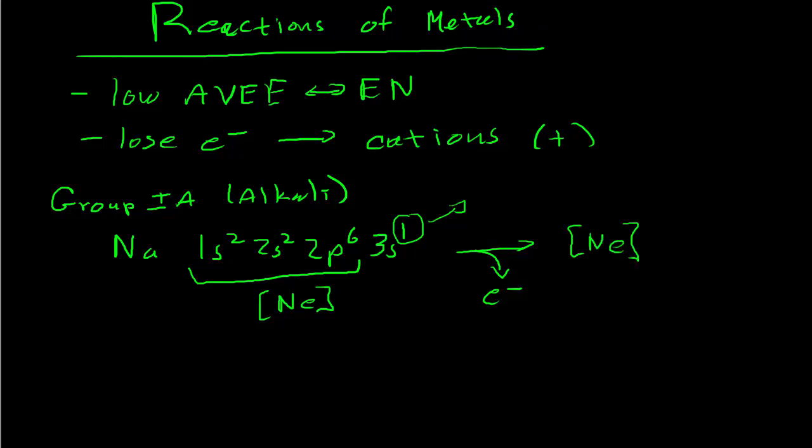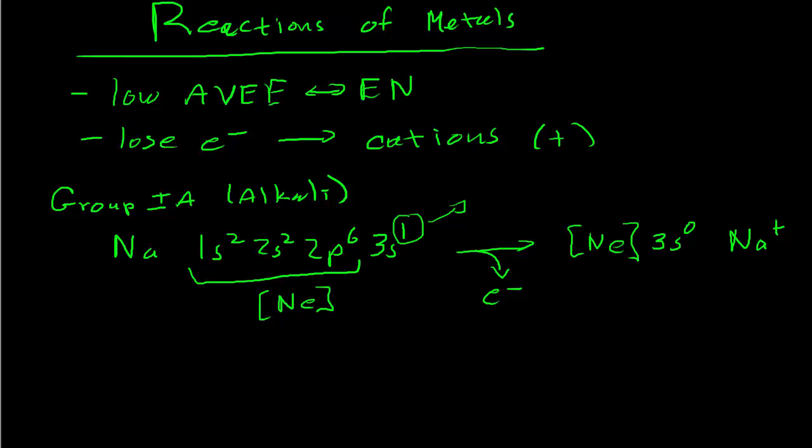So now we've got a complete inner shell. We've got this noble gas configuration. We talk about how typically stable that is. So now we've got a 3s0, so there are no electrons. So we will typically lose one electron then to form the sodium cation. So it will have a +1 charge. That's the common charge formed by a sodium cation.